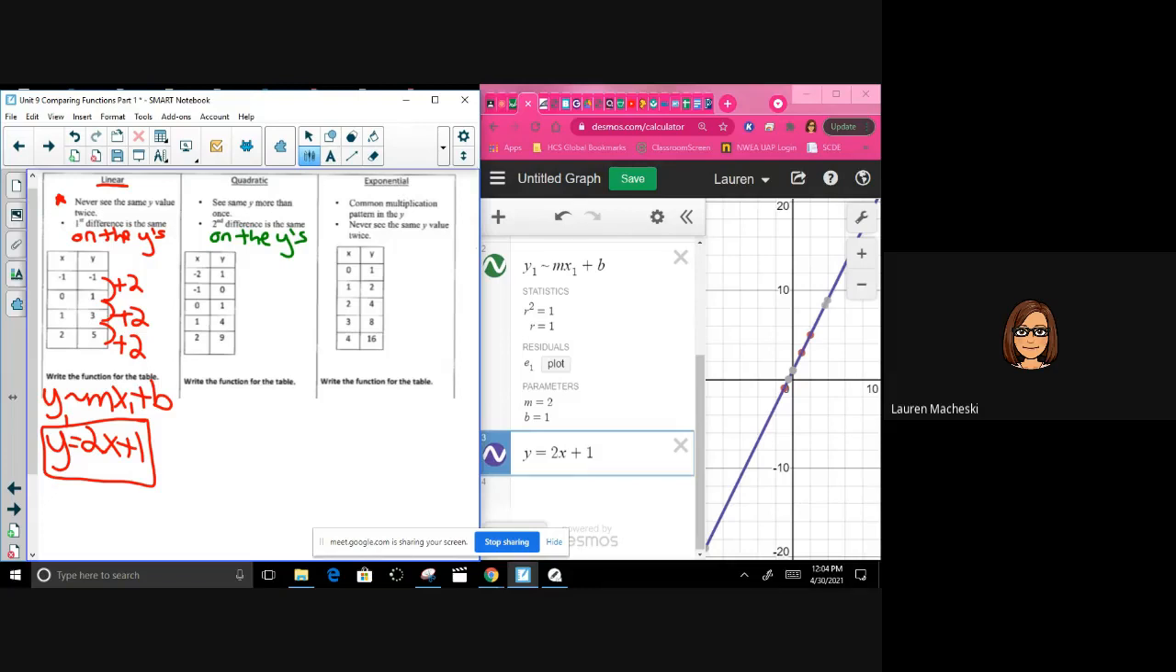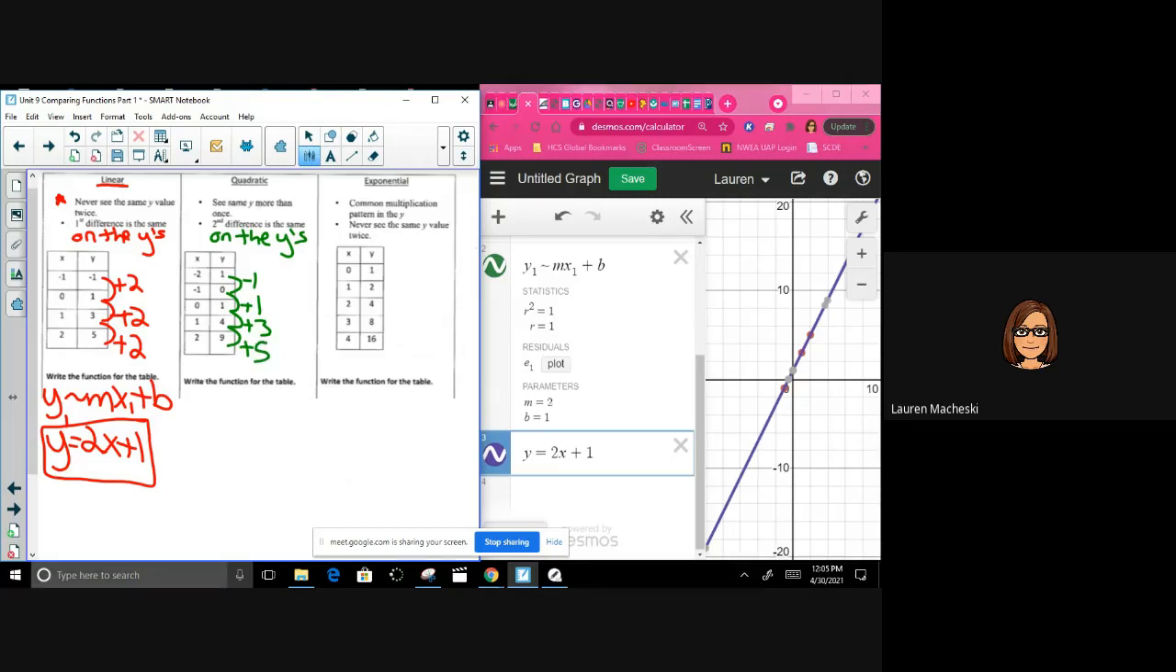So I'm going to show you how that second difference is going to be the same. First of all, we see the same y more than once. So let's check. What happens when I go from 1 to 0? What's the difference there? You're minusing 1. 0 to 1, you're adding 1. So I'm checking the first difference. 1 to 4, you're adding 3, and 4 to 9, you're adding 5.